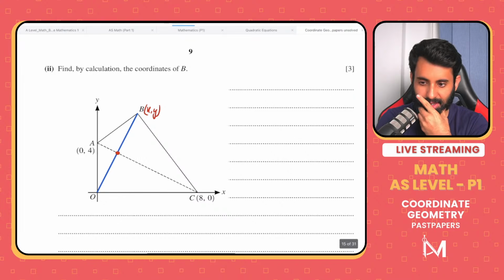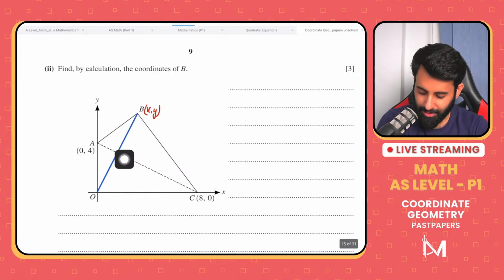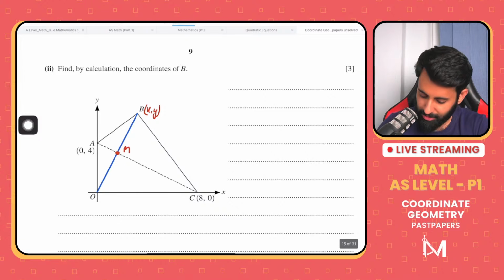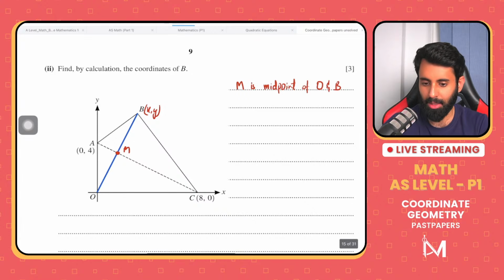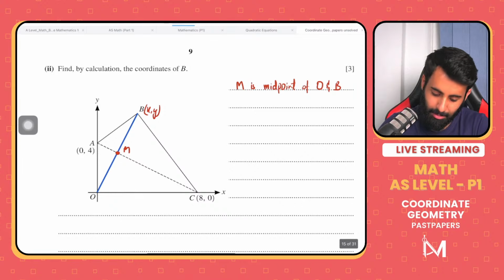I hope everyone is understanding what I'm saying. If somehow I am able to find out the coordinates of the point of intersection of the two lines, then I can use the concept of midpoint to find out the coordinates of B. Okay, so pay close attention to what I'm saying. Point M is basically the midpoint of O and B. Now the question is, how will I find out the point M?